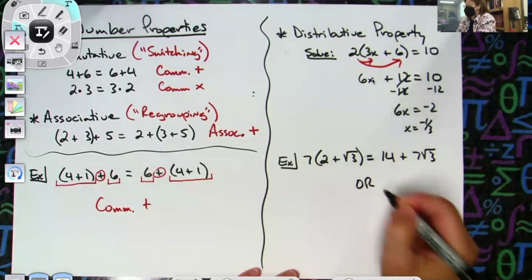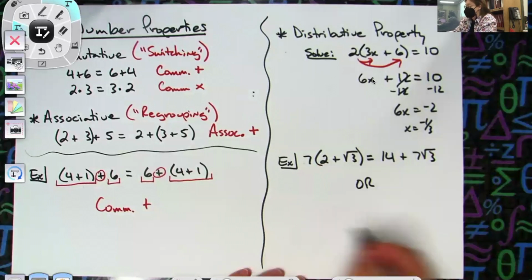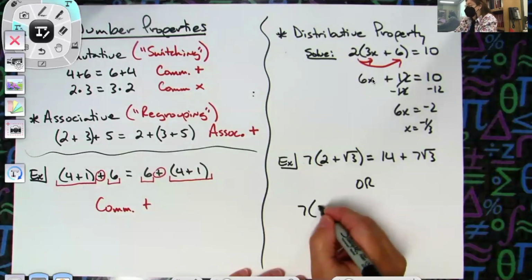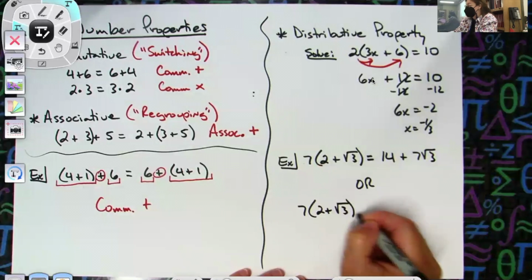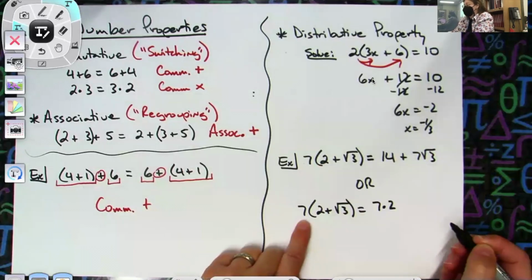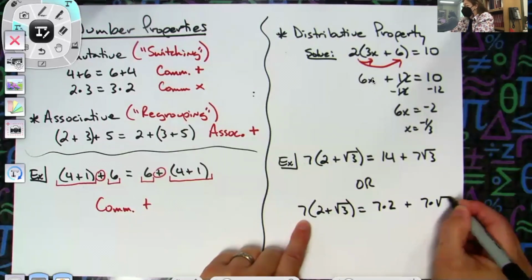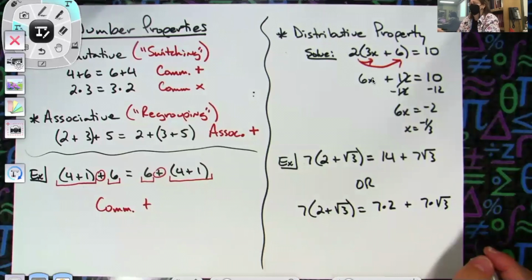Or the textbook might leave it not multiplied out. So it's going to look like this: 7 parentheses 2 plus square root of 3. They might only show you 7 times 2 plus 7 times square root of 3. All right, so just different ways to write it.